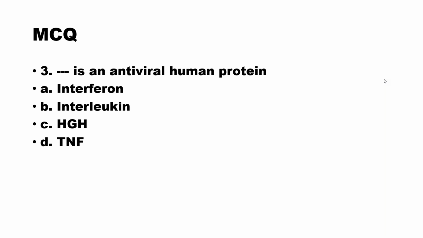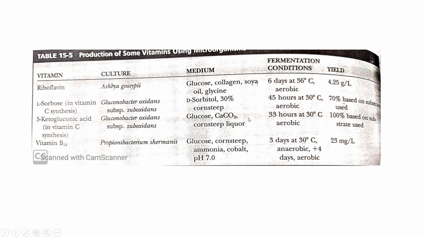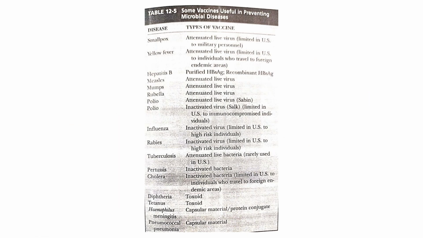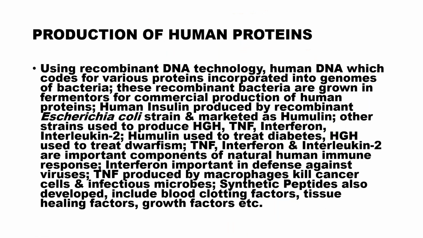That is interleukin, but I think the answer is A, interferon. Let me go back. Dash is an antiviral human protein. See, I have explained it here. Interferon is important in the defense against viruses. So interferon is the antiviral human protein. So the mark goes to the quiz master. Is it clear? All of you?